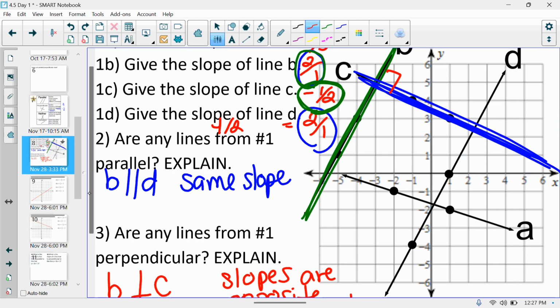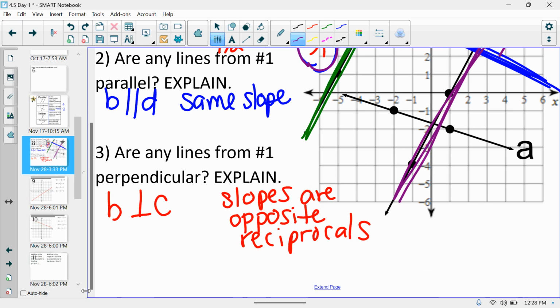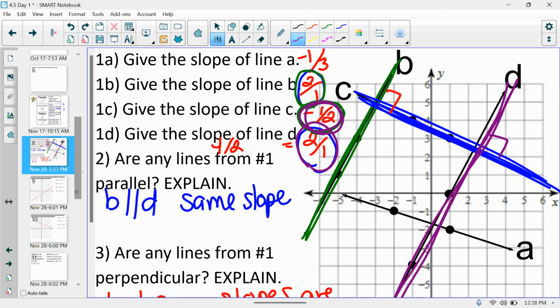So then also, though, these two are opposite reciprocals. So C and D, like the blue one and the purple one, are also perpendicular. That's also a right angle. So we have to also say that C and D are perpendicular for the same reason, because the slopes are opposite reciprocals. Okay, so there's more than one. There's only one pair that's parallel, the green and the purple. But then there's two pairs that are perpendicular. The green and the blue are, but then the purple and the blue are.